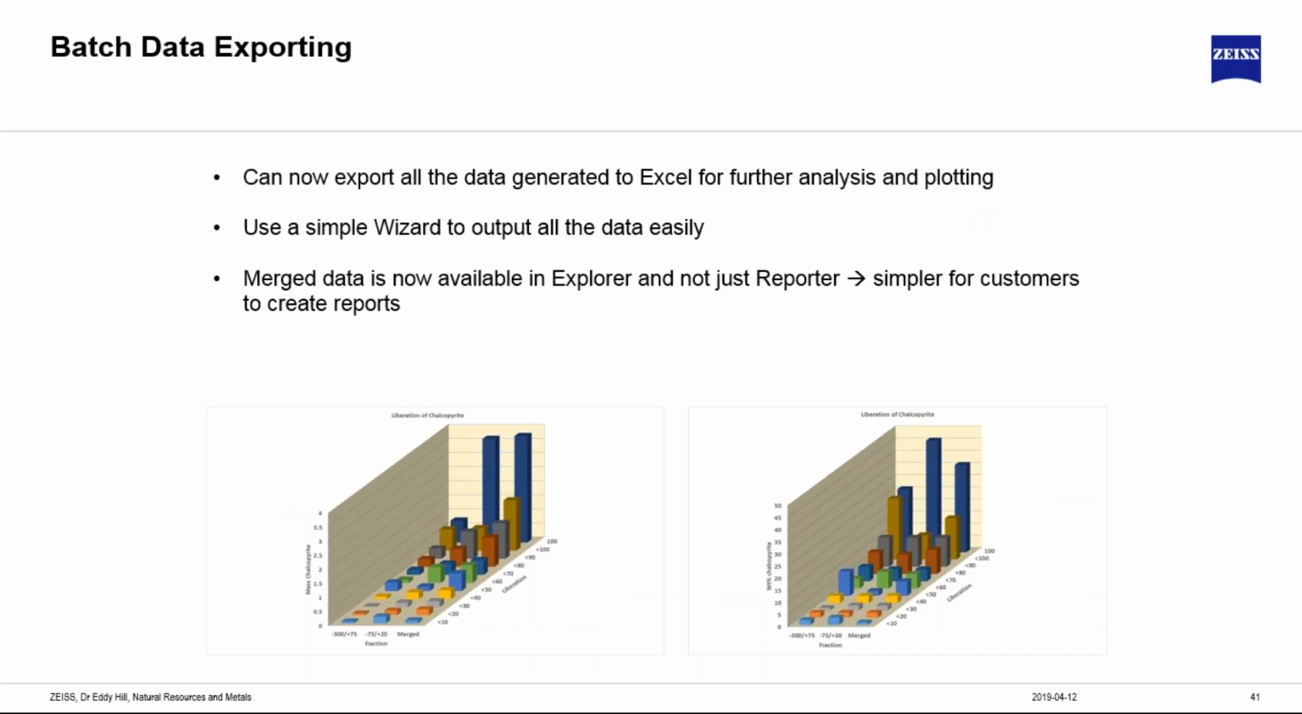And we can now export all the data generated by Mineralogic to Excel automatically at the press of a button for further analysis and plotting. Within the batch exporter, you can use a simple wizard to create tables. And these are then stored. You don't have to create them every time. So if you have a graph or a set of data that you export regularly, you create this using the wizard, and then it's essentially at the end of the analysis requesting that output to be exported as an Excel spreadsheet so that the graphs can be produced. And data can now also be merged within the Explorer software, not just the reporter software, which is simpler for customers to create reports in this way.